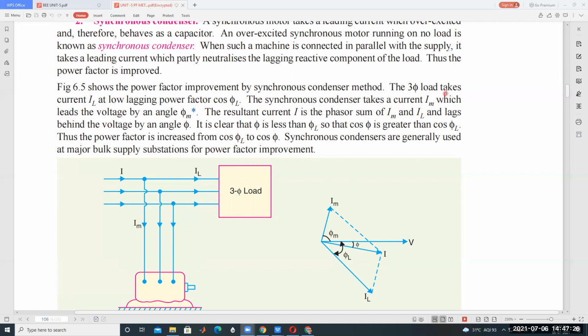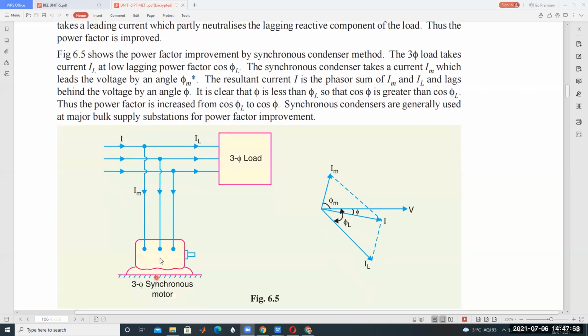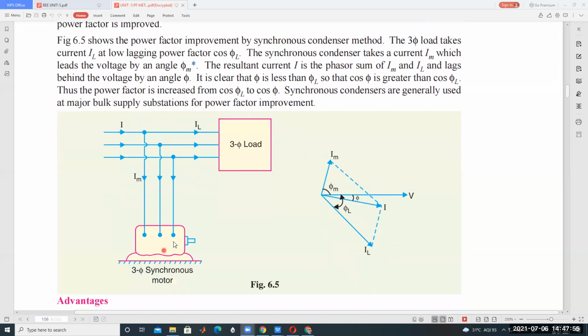The three-phase load takes the lagging current IL at low lagging power factor cos φL, and the synchronous condenser takes current IM, which leads the voltage V by angle φm. The overexcited synchronous condenser under no load acts as a capacitor.